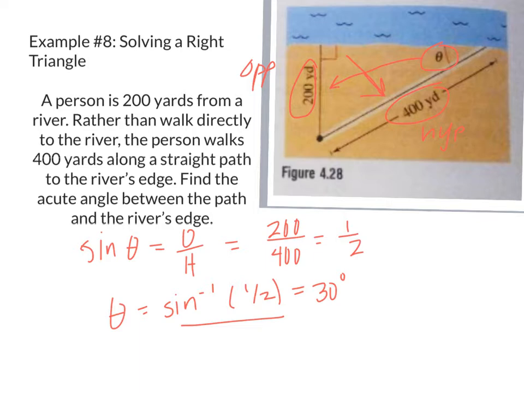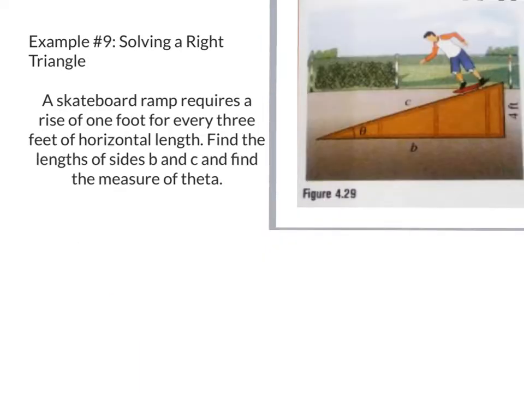All right, let's look at our last example. Okay, so in example 9, solving a right triangle, it says a skateboard ramp requires a rise of 1 foot for every 3 feet of horizontal length. Find the lengths of the sides B and C and find the measure of theta.